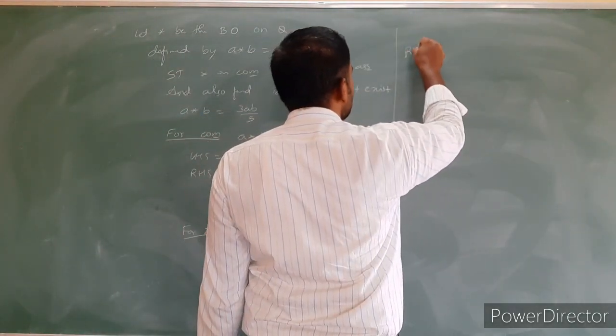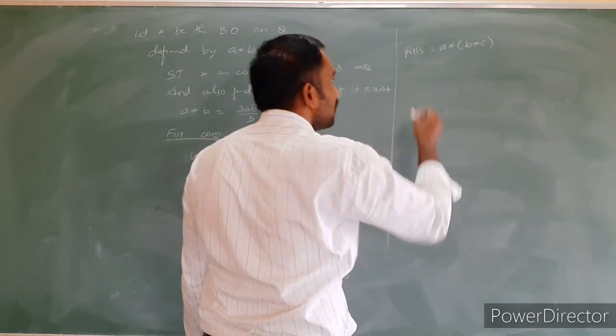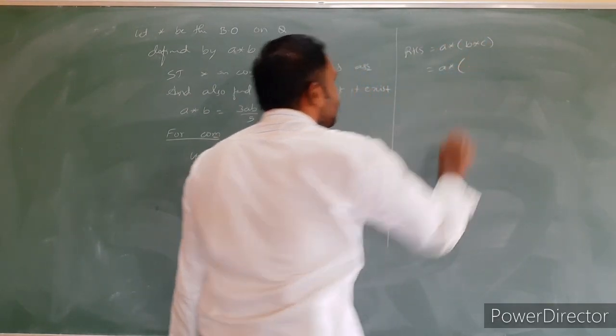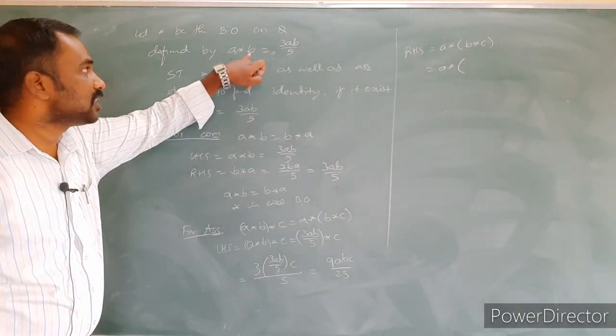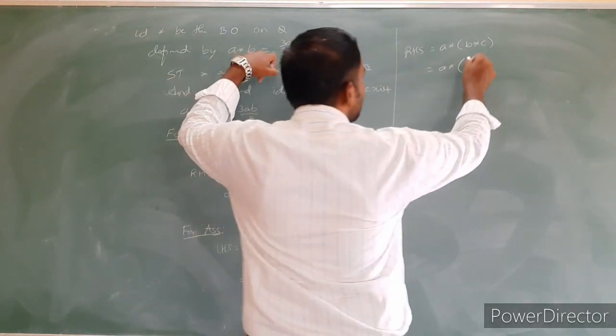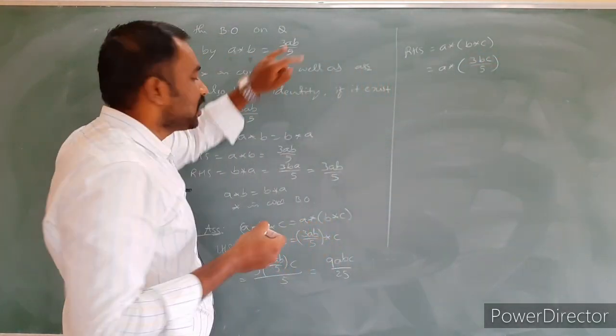What is the RHS part? A star (b star c). A as it is, star, b star c. What is the b star c? In place of a, b, in place of b, c. What can we write? 3 times of bc divided by pi. Just compare and replace it.